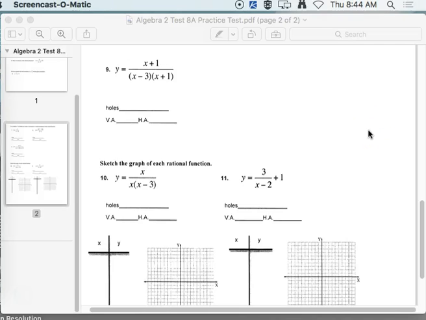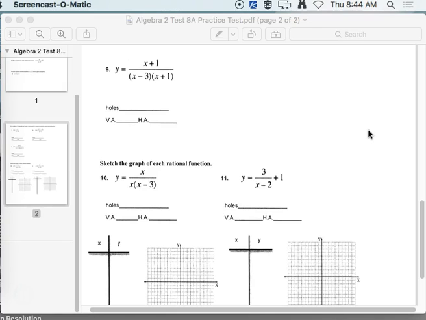So I thought it was a great place to stop yesterday at 8 so that we wouldn't forget about how to find the holes and the vertical asymptotes and the horizontal asymptotes before we got to the graphing stuff. So take a look at number 9. Do we need to factor? Cool, it's already done for us. Wow, that was nice of them.